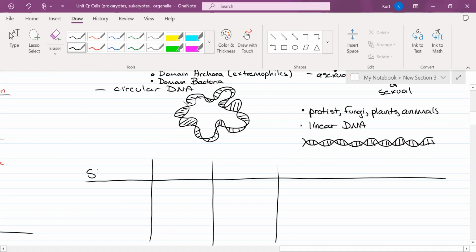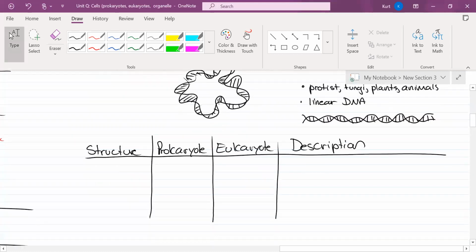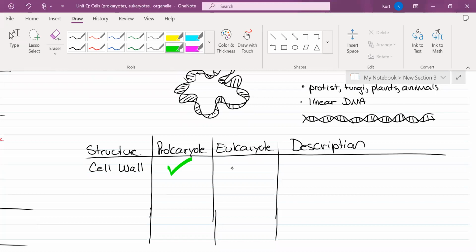So I'm going to have the structure. We're going to have prokaryote. We're going to have eukaryote. And then we'll have a description. Okay, you ready? Here's the first one I'd like to do. Cell wall. Otis, are these found in prokaryotes? No. Yes, they are. Emma, are they found in eukaryotes? Yes. Yes, they are. Cell wall is basically protection, everybody.